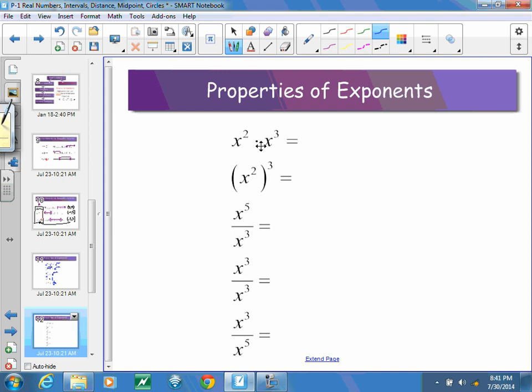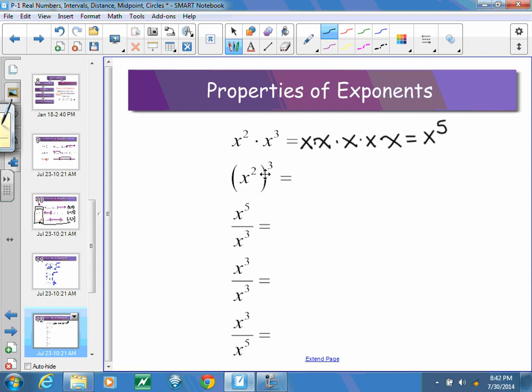Here, if you have x squared times x to the third, really what you're doing here is you're taking x times x times x times x times x. You're taking 2 x's times 3 x's. With repeated multiplication, that's what exponents are, giving us x to the fifth power.